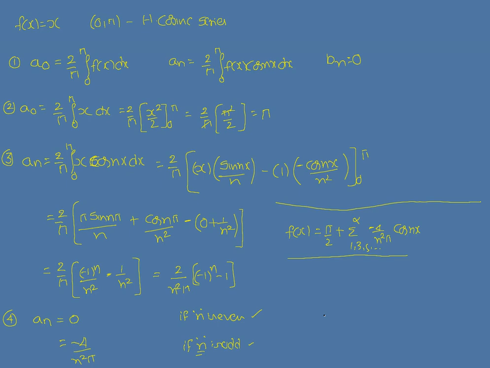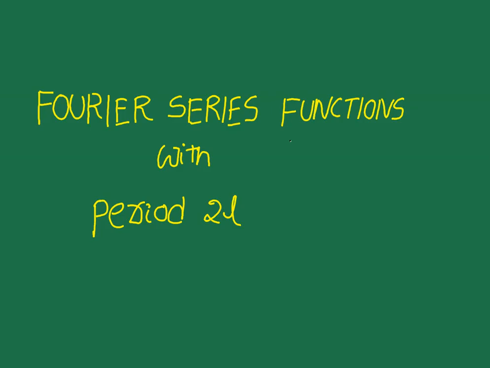So this is the basic small problem in the half range Fourier series. Today we are going to learn the functions having the period 2l. First we will have the introduction.